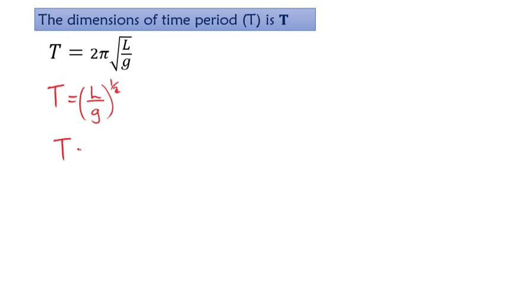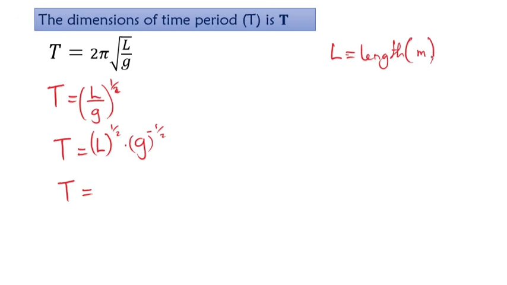So T = L raised to the power half multiplied by g raised to the power negative half. The one in the denominator will have a negative power, and that's what we have there. Now this L that you see here represents length of the string in the pendulum, so this length is measured in meters. g is the acceleration due to gravity, which is measured in meters per second squared.